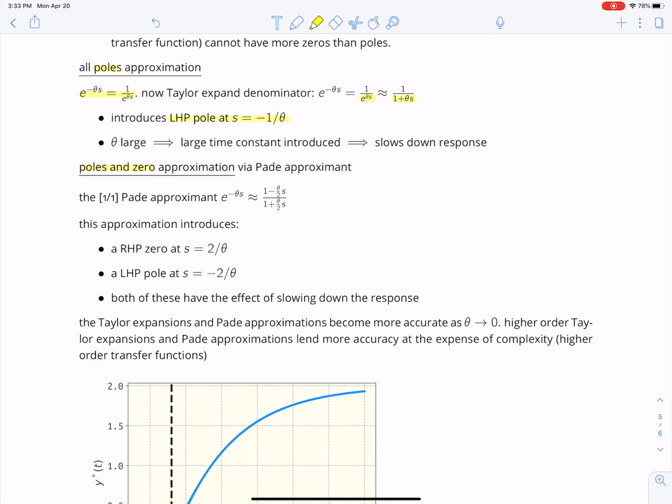However, if theta is large, i.e. the time delay is large, then you're going to have a big time constant here, right? So this is like a time constant. So theta plays the role of a time constant. A big time constant means a slow response mode, and that makes sense. If you have a big time delay, your process will be slower to respond.